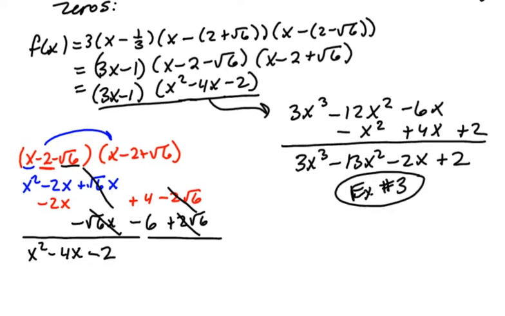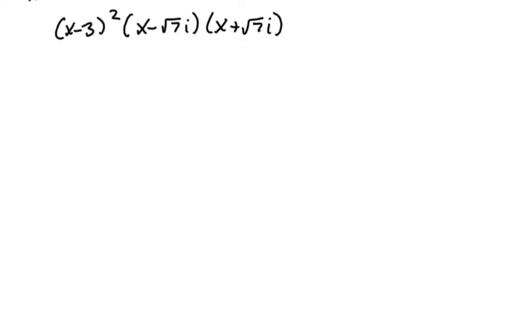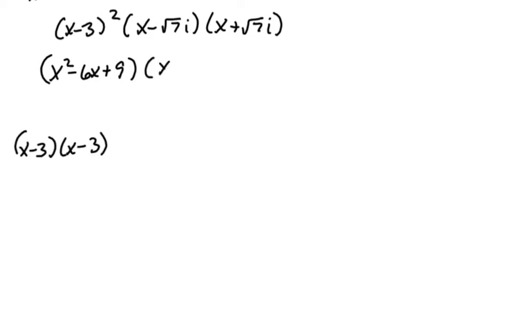Okay, let's look at example number 4 in your finding zeros notes. That's a messy one. Let's just do example number 4. So example number 4 turns out to be x minus 3 squared times x minus the square root of 7i times x plus the square root of 7i. So this would be x squared minus 6x plus 9, because that's x minus 3 times x minus 3. This would be x minus the square root of 7i times x plus the square root of 7i.